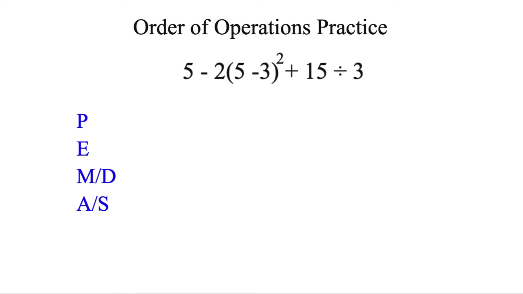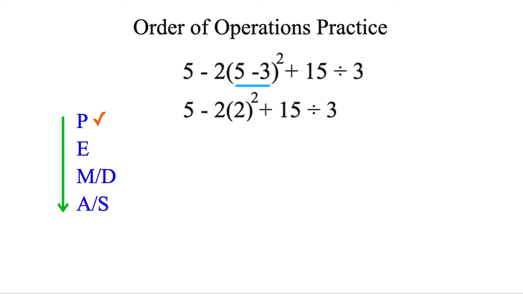And then one last one for you to practice. Feel free to pause and try this one on your own. Okay, assuming you have, we know we're going top to bottom, so let's highlight parentheses. Okay, 5 minus 3, and that's going to give us 2 inside the parentheses. So we're done with parentheses.